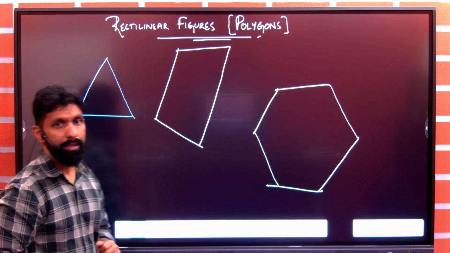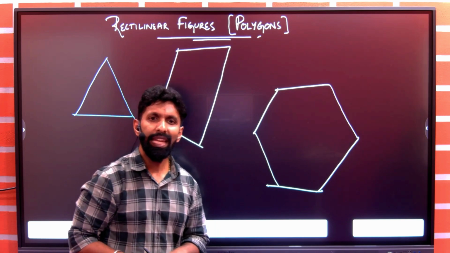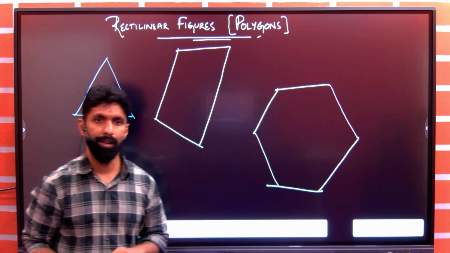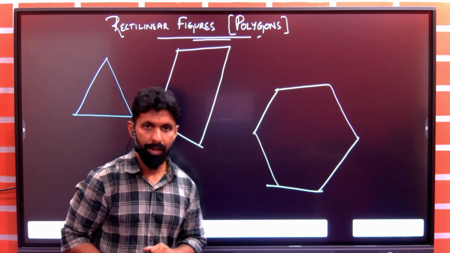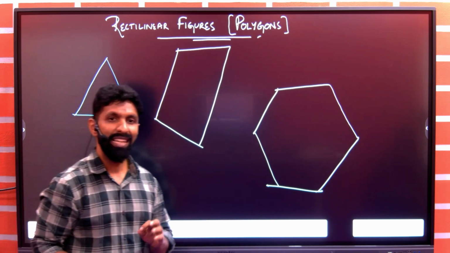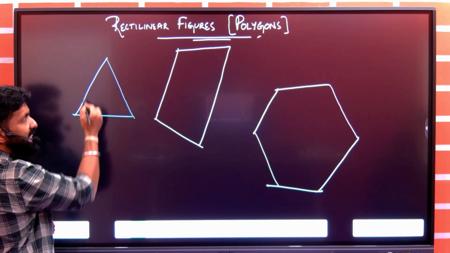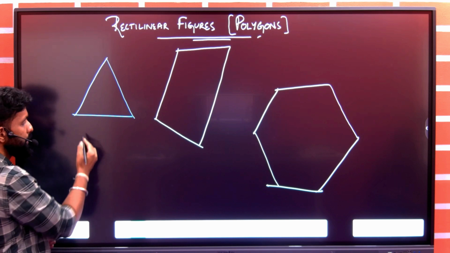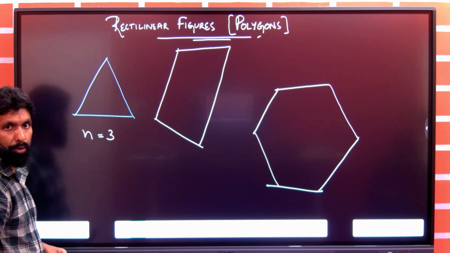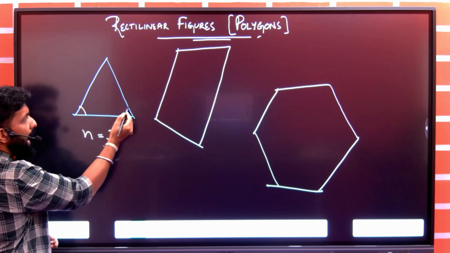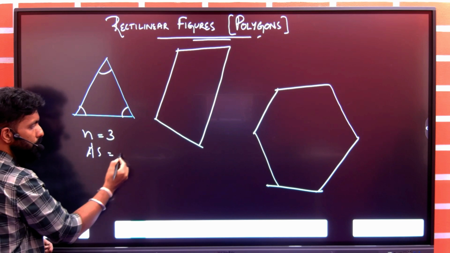Now, in polygons, we just deal with two basic concepts. One is interior angles, the other one is exterior angles. What do I mean by all this? Let's understand this in detail. If I talk about a three-sided closed figure, we say number of sides is equal to 3. So obviously the number of angles is also 3, isn't it?